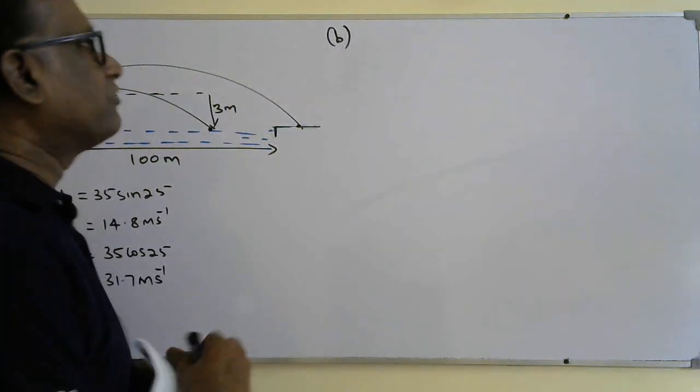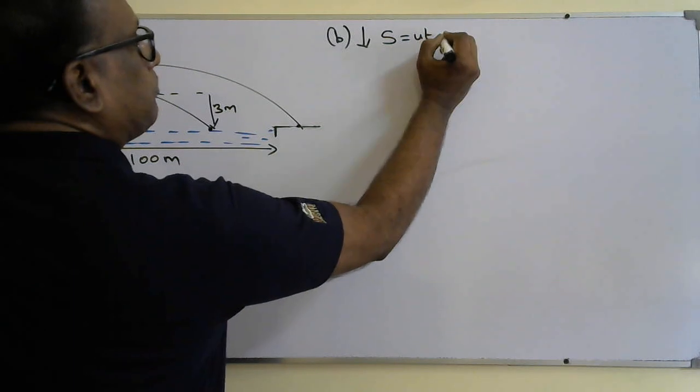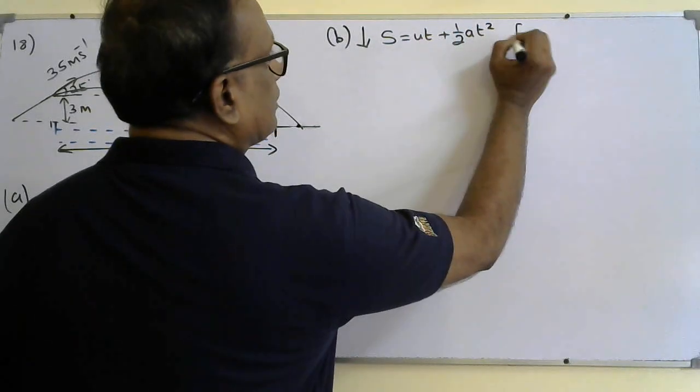That's nothing. So we'll find the time taken. Vertically downwards, s equals ut plus half at squared for the whole motion.